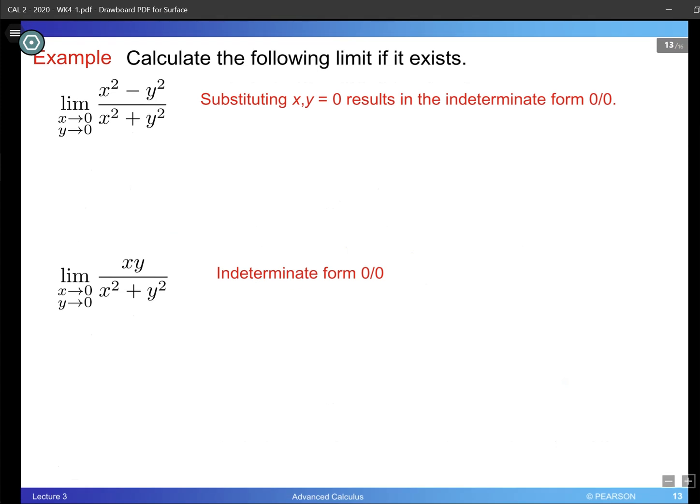So here we have a limit again, and we have a fraction, and here we have x approaches 0 and y approaches 0. And let's try the substitution quickly. So I'm going to try it right here. 0 is going to go in, and I'm going to get 0 minus 0 divided by 0 plus 0. And in the end, I have this 0 divided by 0, and as you know, this is indeterminate.